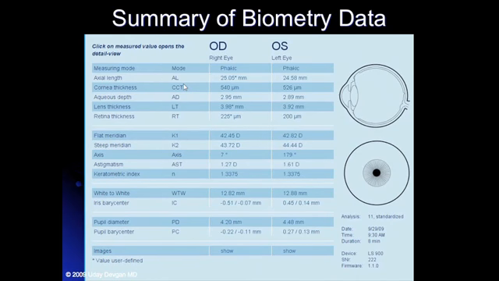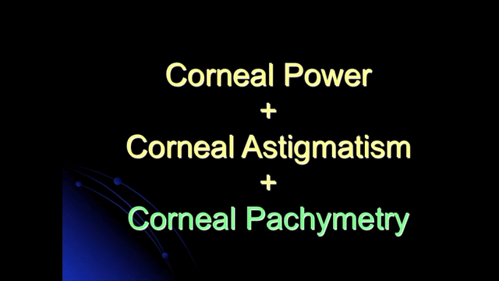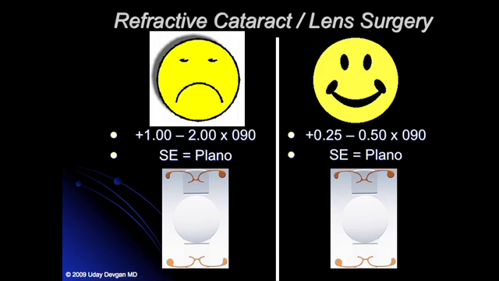So here's just a summary of my biometric data. And actually, there you go. There's my 1.27 diopters still on the right and 1.6 on the left in my cornea. But magically, luckily, I have no cylinder in my refraction. For corneal biometry, of course, we want to know the corneal power and also the corneal astigmatism, but also want to know the corneal pachymetry, because I have to be able to correct the astigmatism, like with a limbal relaxing incision or maybe a toric lens.